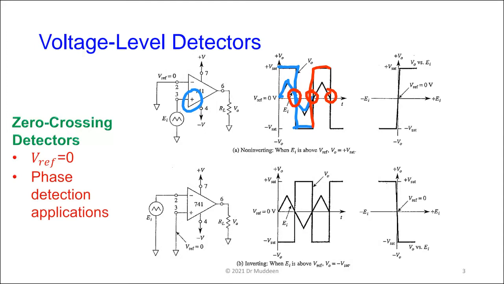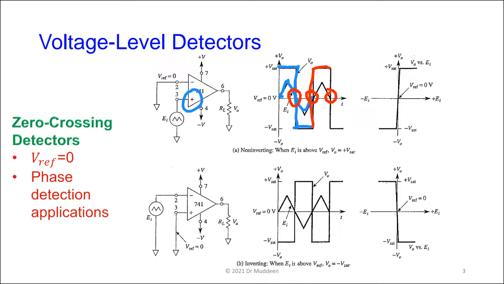So I could put the reference voltage. The first diagram is where I put the reference voltage, which is 0 in this case. I ground the inverting input. And in the other case, I ground the non-inverting input. And the performance is just a mirror image of the previous case.